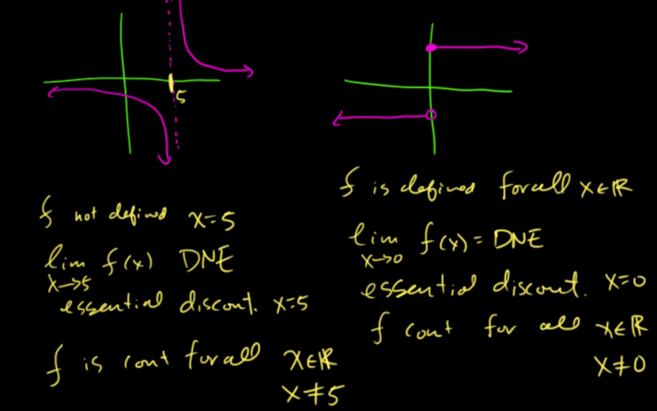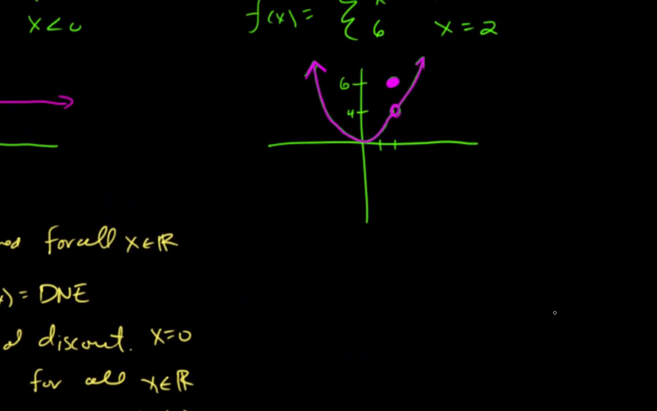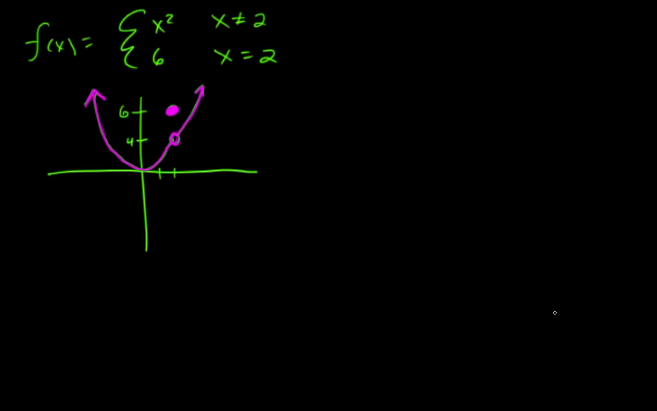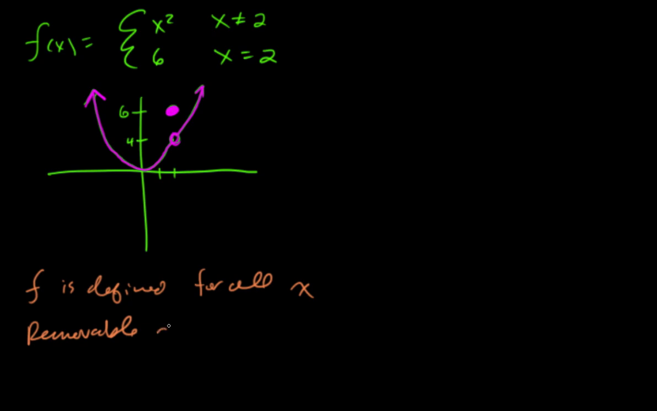Okay? And we just have one more right here. Okay, it's another piecewise function. So this one, f is defined for all x, but there's a removable discontinuity at x equals 2.